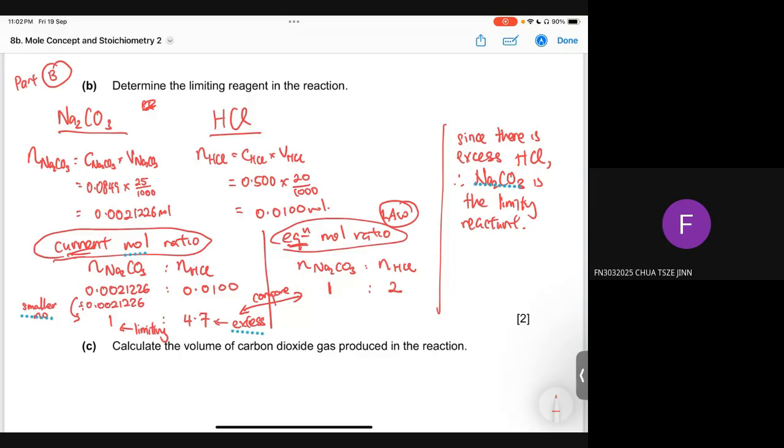I saw someone ask a question just now. Now you know, you must use the mole ratio given in the reaction. It's just that you must compare the current situation to the equation mole ratio. Then you can know which is excess, which is limiting. Okay? Anyone got any question? Thumbs up if all okay.